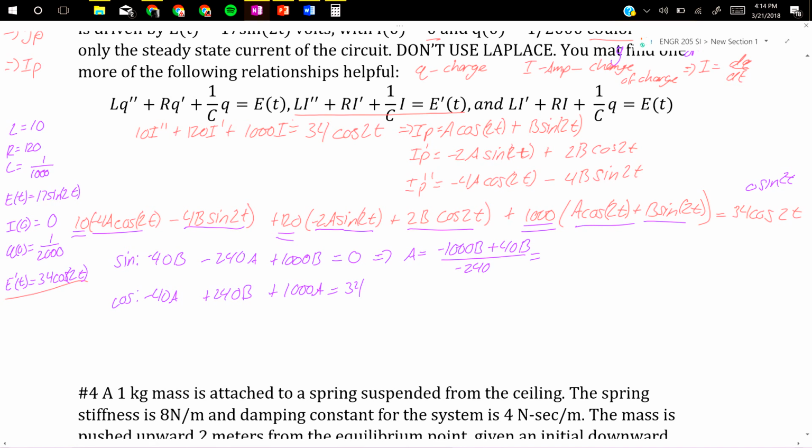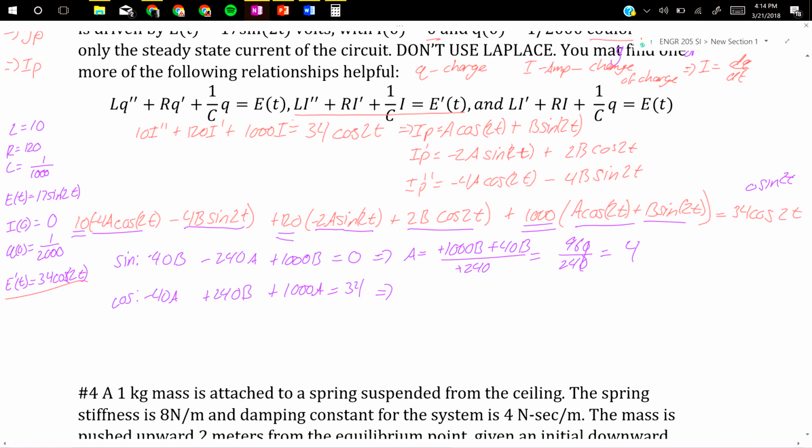So now this is going to equal, not 1,000, 960b divided by 240. Remember, this is positive because the negatives cancel out. And then 960 divided by 240, I believe that is 4. Yeah, 4. Cancel out, 96 divided by 24. Yeah, 4. So a equals 4b.